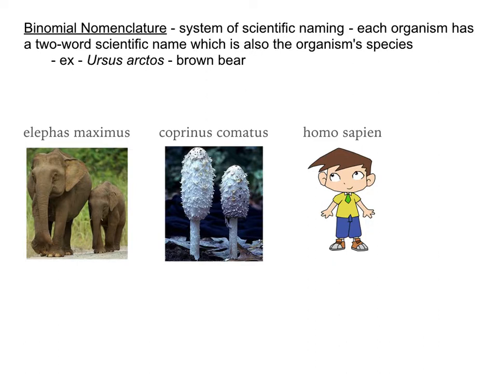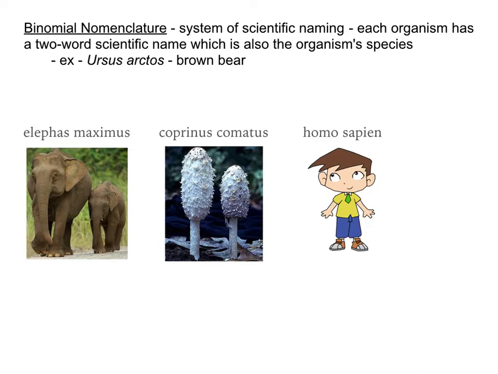For example, Ursus arctos is the brown bear. Here is the elephant, which is Elephas maximus. Here is a type of mushroom called a shaggy mane. It's Coprinus comatus. A person, Homo sapien.